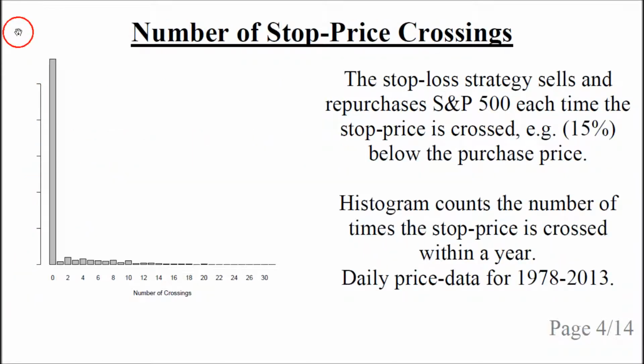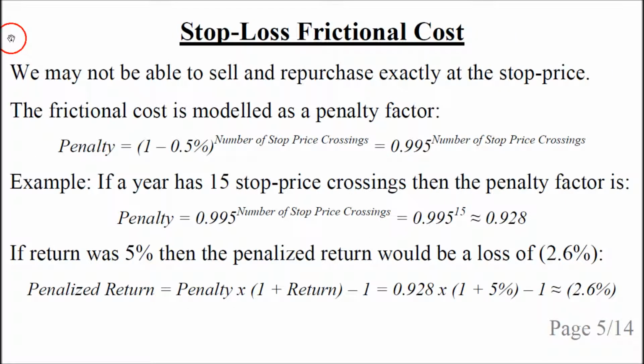The number of crossings of the stop price is important because there might be frictional costs whenever we cross the stop price and have to sell and repurchase the shares. This histogram shows the number of crossings per year for each year during the period 1978 to 2013. The stop price is 15% below the purchase price. As we can see, many of the years have 0 stop price crossings, but some years have up to 30 stop price crossings. We may not be able to sell and repurchase shares of the S&P 500 exactly at the stop price, so there is a frictional cost which we can model as a penalty factor.